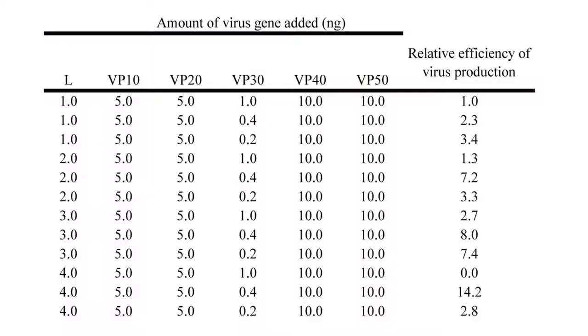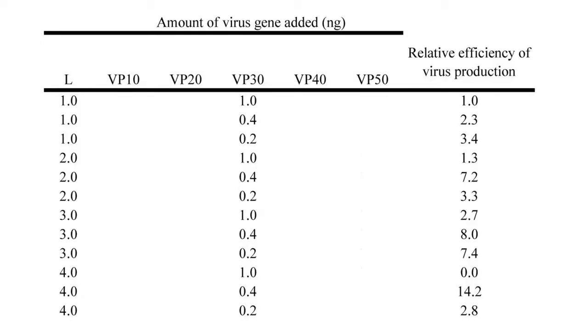printed journal. Let's see if we can simplify it. Any suggestions? While several of the columns have the same value. Yes, that's true. If we take those columns out, we can see that they are providing redundant information, and we can see what is actually being varied in this table. Now it's more clear. Now you can see that L and VP30 are the variables, and the other column is the result, so the readout of the table.